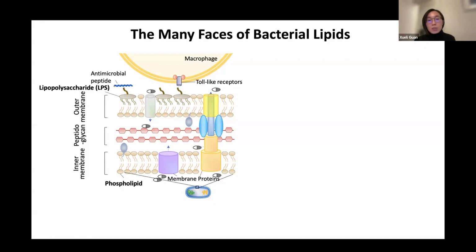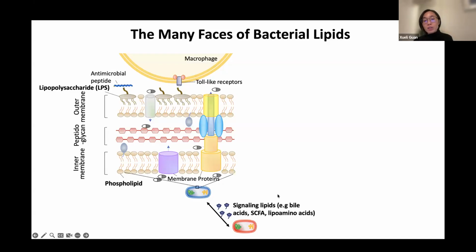We increasingly also learn that bacteria can secrete lipids, including signaling lipids like the very popular bile acids, short-chain fatty acids, as well as lipoamino acids, which are involved in cell-cell interactions, not just between microbes, but between the microbes and the host. Over the last few years, with the expansion of microbiome research, the number of bacteria that have been identified or are of interest has grown, and associated with it is the growth of the number and the type of lipids that have been identified, and novel functions have also been reported.